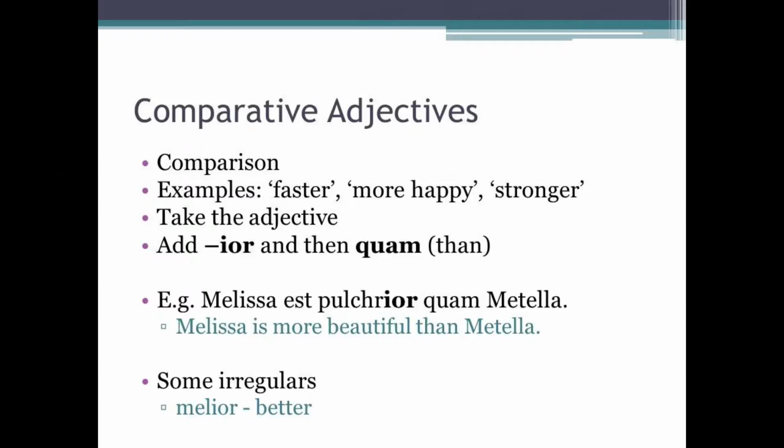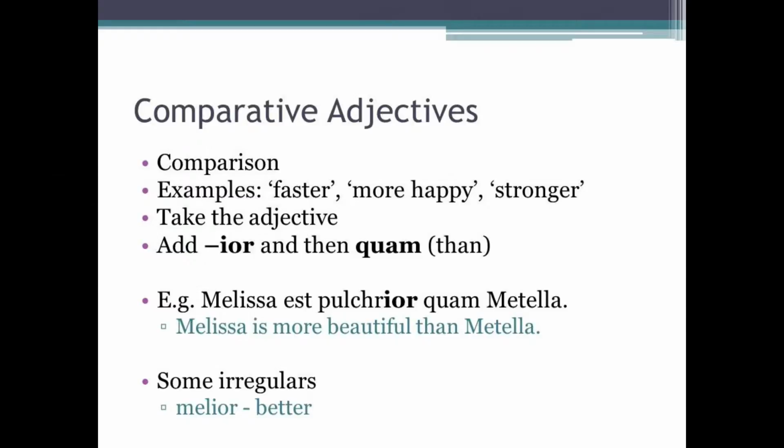Comparative adjectives. In stage 8, we were introduced to superlatives, which contain a double consonant and are translated as very or most. Now we meet the comparative, which is another type of adjective which compares one thing with another. Some examples in English are faster, more happy, or stronger.